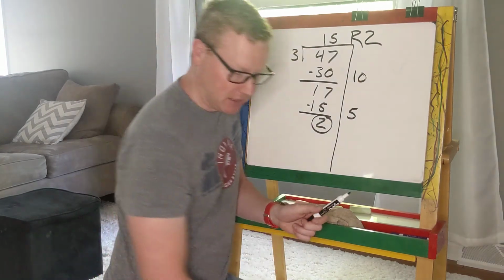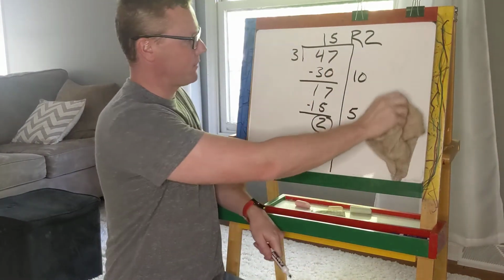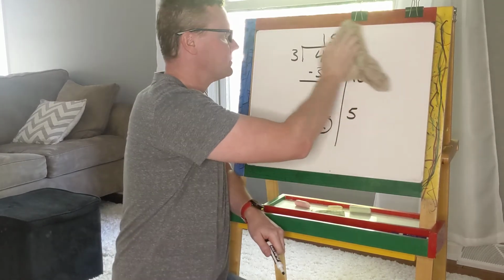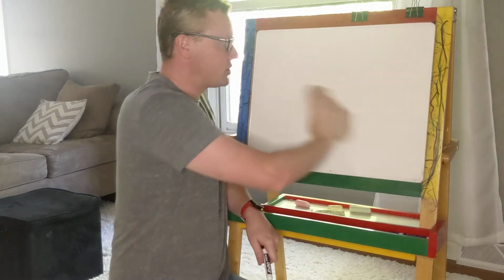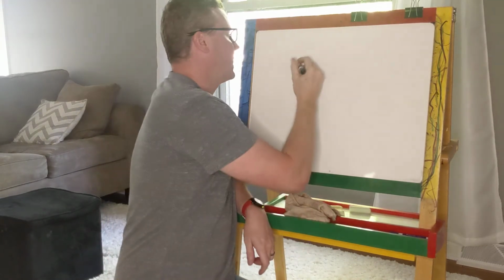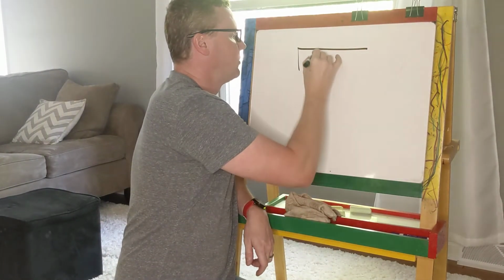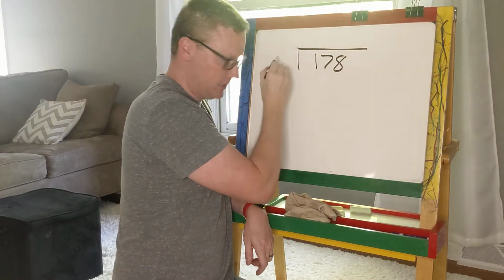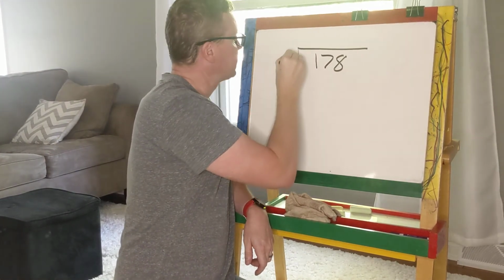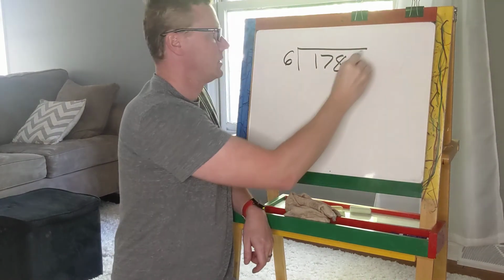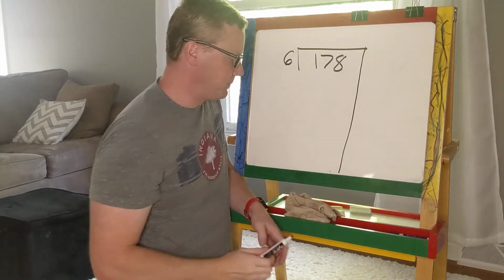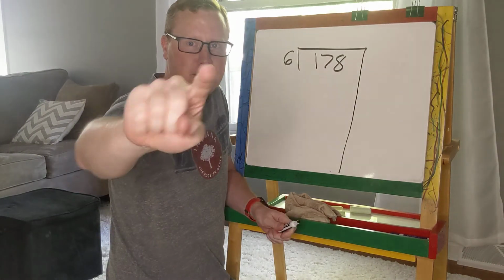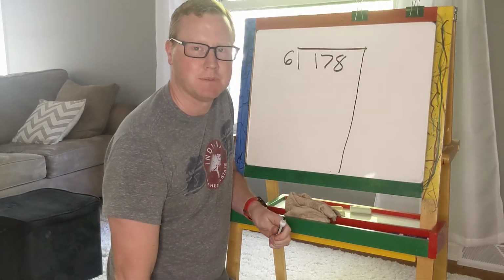Hopefully not too bad. Let's try one more together with a remainder to see if you guys can get it. It'll be a slightly bigger one, and I'm going to give you a chance to work on it yourself. We're going to have 178 divided by 6. We're going to use the big 7 method, and I want you guys to try to work it on your own. So go ahead, hit pause, and I'll see you in a minute.